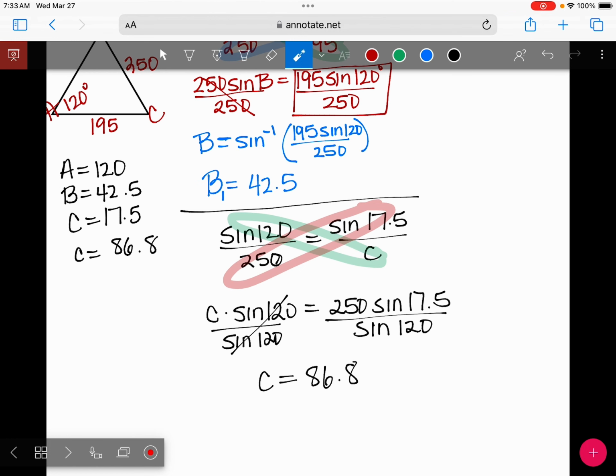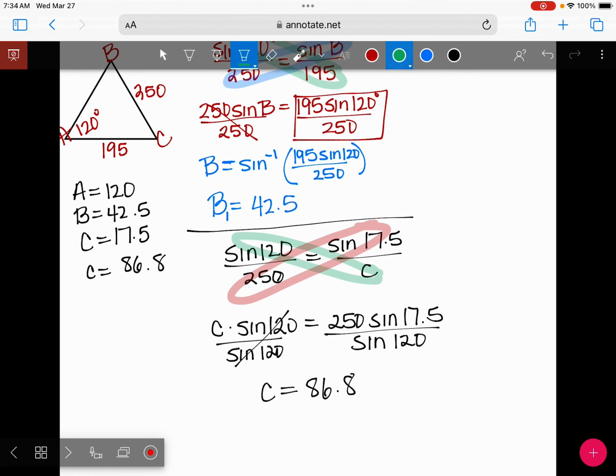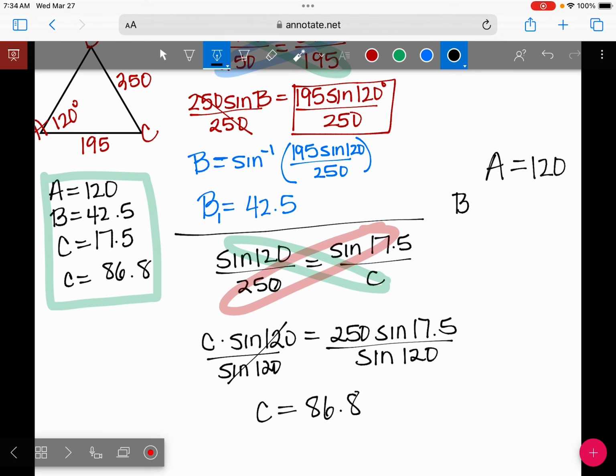So, okay. So here, this is triangle 1. So let's see if there is a triangle 2. So we know that for triangle 2, A would be 120. And then angle B, which y'all call B2, would have to be 180 minus the first angle we got. So in your calculator, because remember in the video, they said it's a linear pair. So go ahead and take 180 minus 42.5.